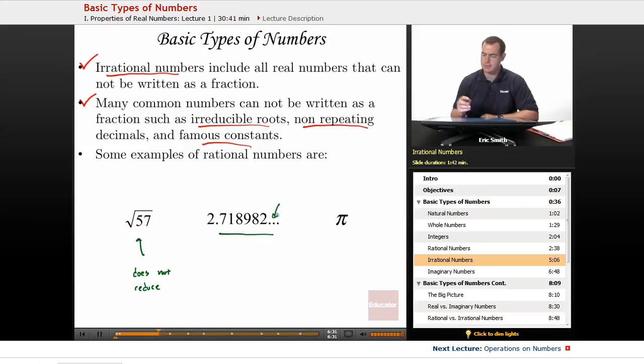Then we have a very curious number at the very end. This is one of those famous constants. Pi is equal to 3.141592, and then it keeps going on and on forever, and it does not have a repeated block of numbers in it, so I know that it is irrational.